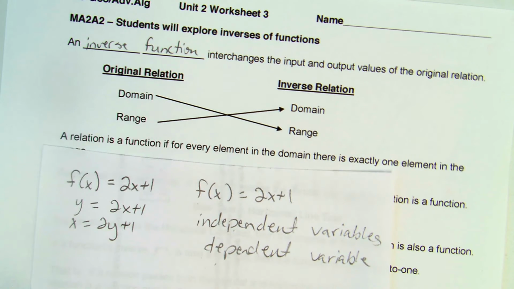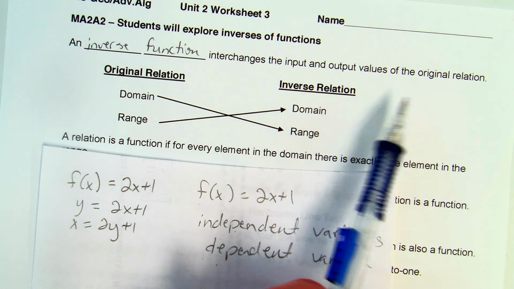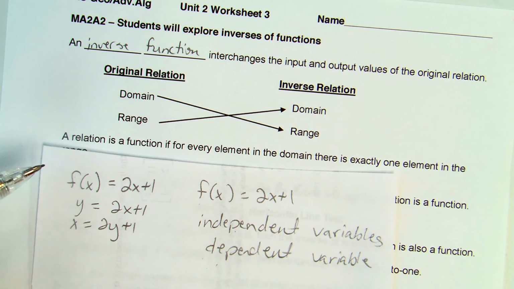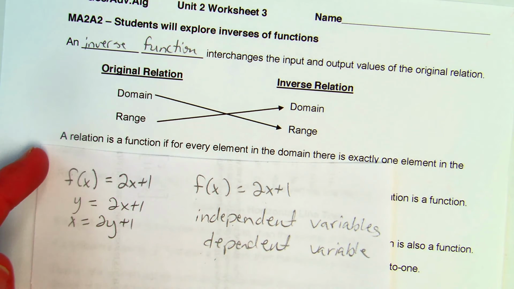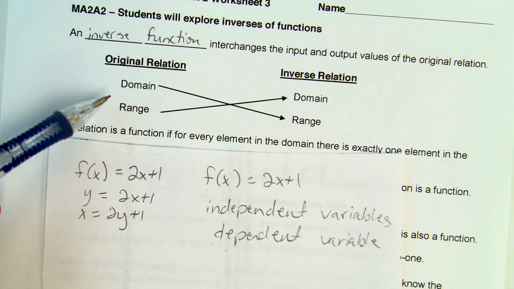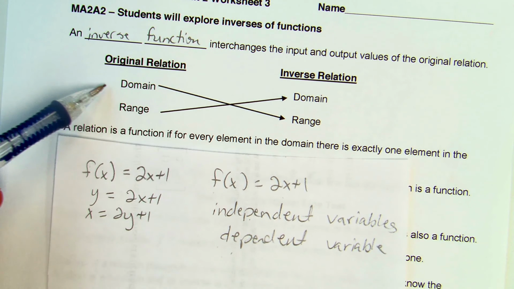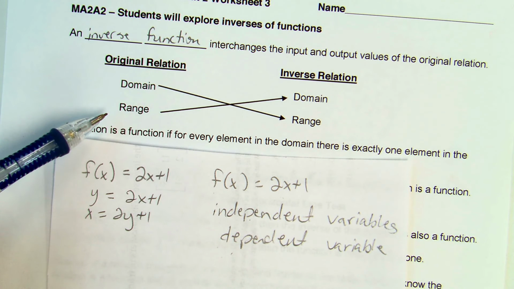Now look what this says. An inverse function interchanges the input and output values of the original relation. So if you have a set of ordered pairs, to find the inverse, just swap the x's and y's. It's all you're doing. When we're talking domain and range, remember the domains are the x values. The domain is the x values of that function. The range is the y values of that function.